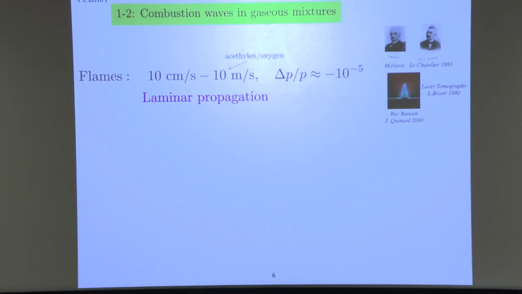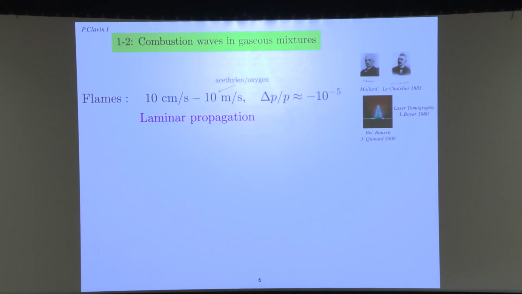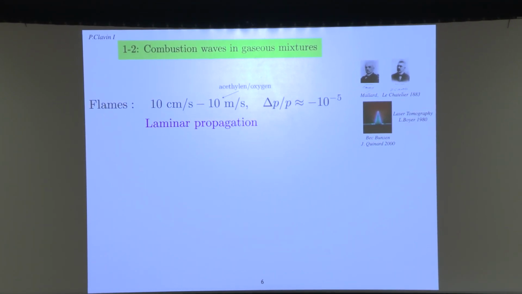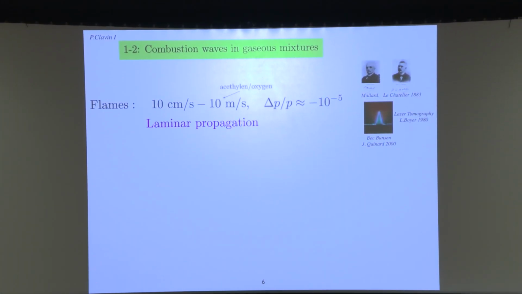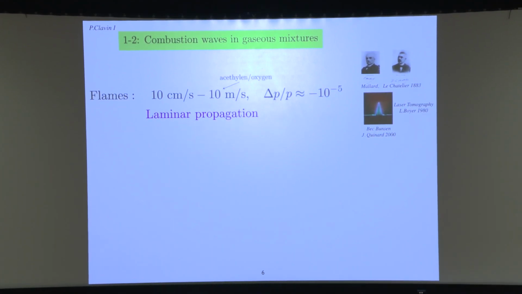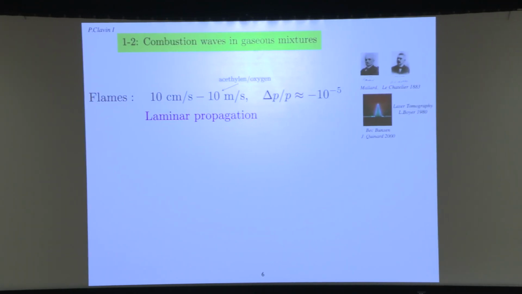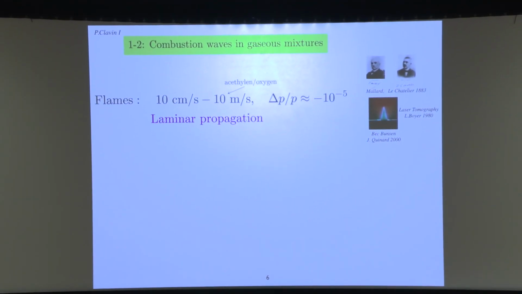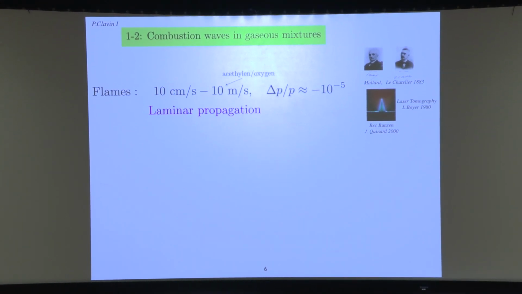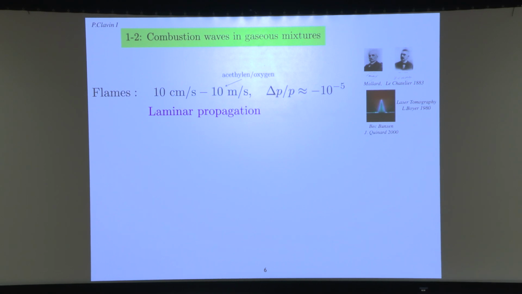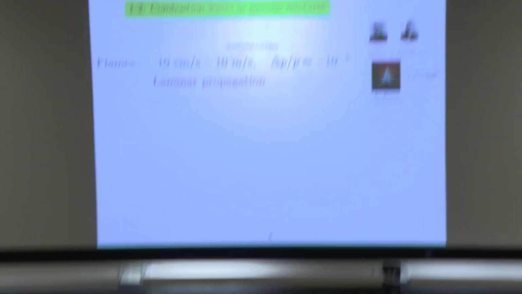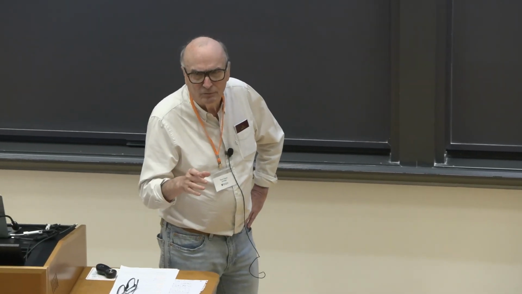The first combustion wave, which was identified clearly at the beginning of the 18th century, was the flame. And the flame is a wave propagating between 10 centimeters per second and 10 meters per second. 10 meters per second is for the most reactive mixture that you can have, let's say hydrogen-oxygen at ordinary condition, or acetylene-oxygen, also close to 10 meters per second. And an important point is that the pressure jump is nothing. You may completely neglect the pressure change in this wave.